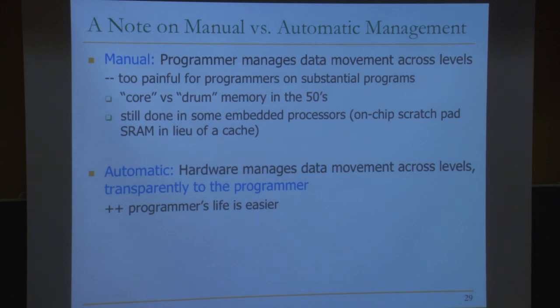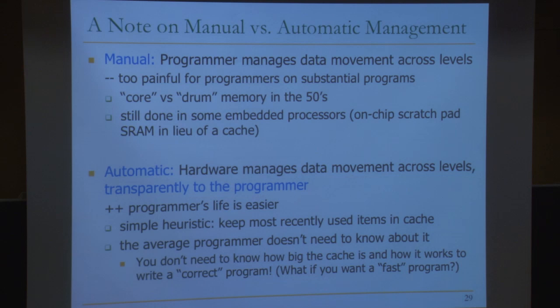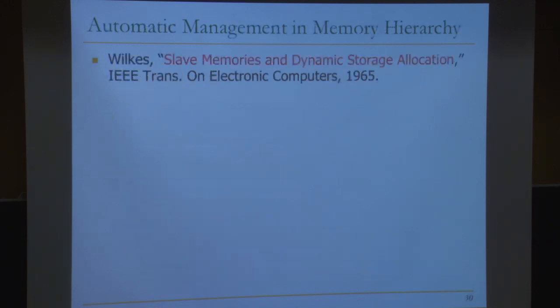But one heuristic that seems to work really well is keep most recently used items in the cache. This is called the least recently used principle, right? Get rid of the least recently used thing from your cache. And this is, again, based on temporal locality. So if you have this, now the average programmer doesn't need to know about it at all. You don't need to know how big your cache is or how it works to write a correct program, right? But if you want a fast program, you may still want to organize your code and data such that you can exploit that hierarchy. And programmers who are concerned about the performance of their code usually try to fit their data and code into the caches. And we may get to that.